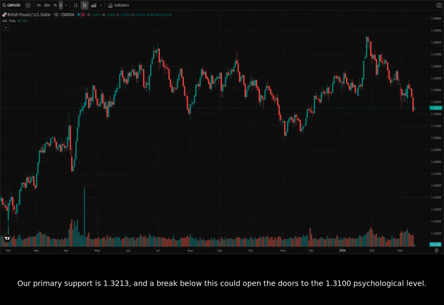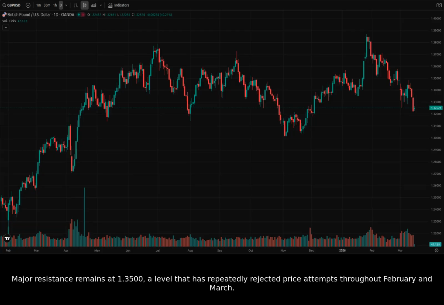Our primary support is 1.3213, and a break below this could open the doors to the 1.3100 psychological level. Immediate resistance sits at 1.3350, which must be reclaimed to stop the current bleeding. Major resistance remains at 1.3500, a level that has repeatedly rejected price attempts throughout February and March.